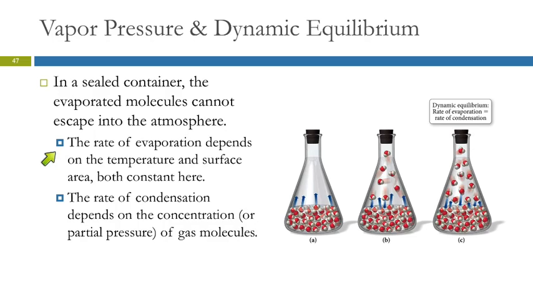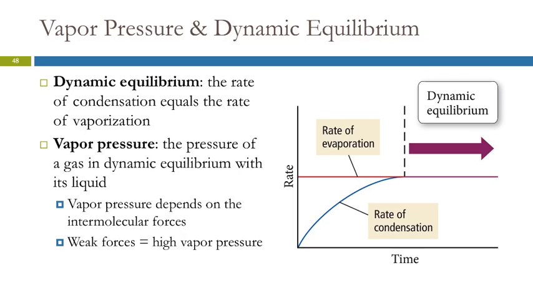So the rate of evaporation is going to depend on temperature and surface area, but those are constant here. The surface area isn't changing, the temperature's not changing. The rate of condensation is going to depend on the concentration or pressure of the gas. That's going to increase as more vaporization occurs and then level out. So we can look at a graph of this. At time 0, we have no condensation because there's nothing to condense.